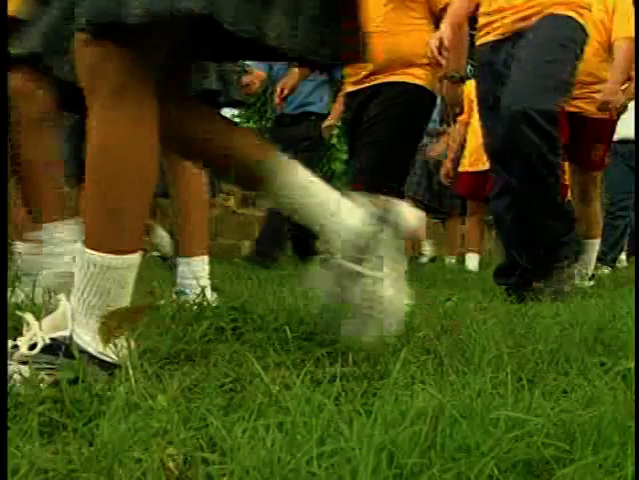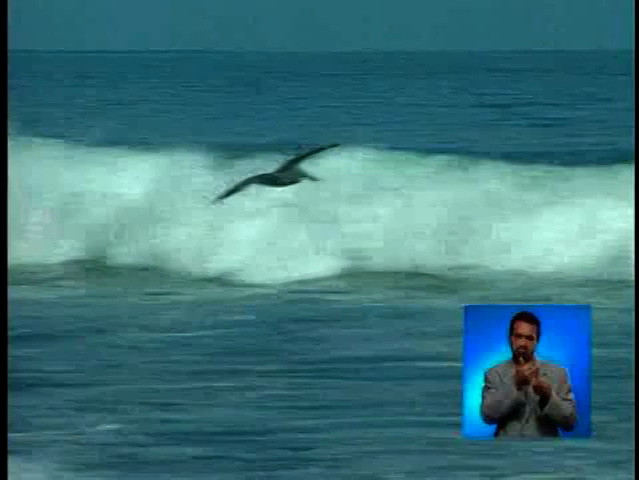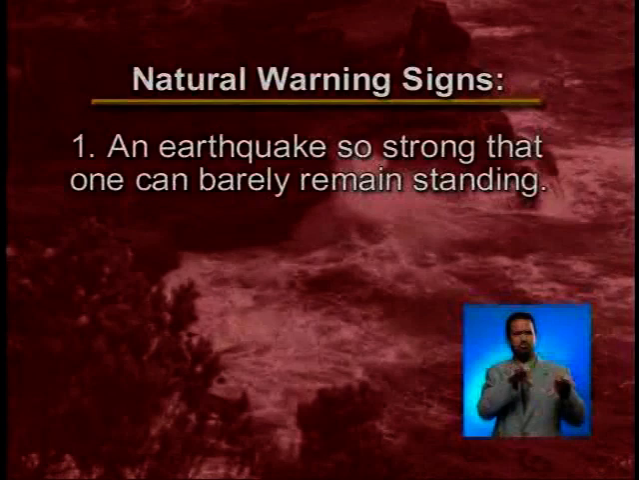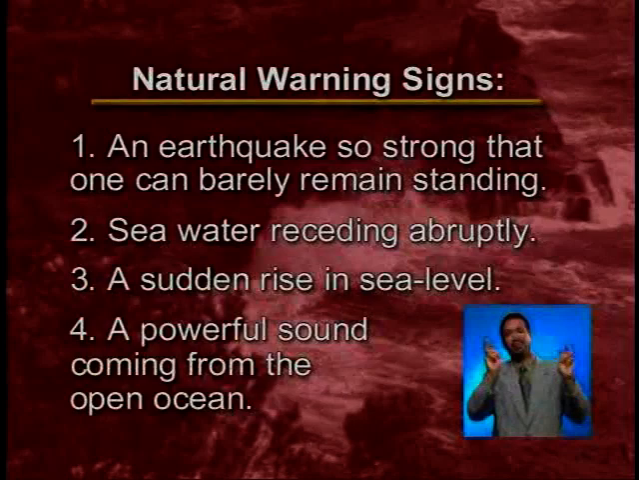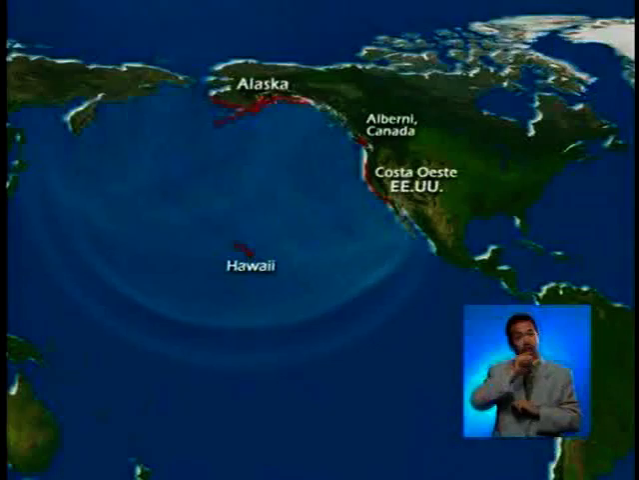The best warnings of an approaching tsunami come from nature itself. Some of the natural signs could be an earthquake so strong that one can barely remain standing, seawater receding abruptly, a sudden rise in sea level, a powerful sound coming from the open ocean. Besides these natural warnings, it is possible to establish tsunami warning systems. For the Pacific region, where tsunamis attack most frequently, the Pacific Tsunami Warning Center in Hawaii and the West Coast Alaska Tsunami Warning Center have been established. These centers use data obtained from a worldwide network of seismic stations, pressure sensors, and sea level gauges to issue watches and warnings.